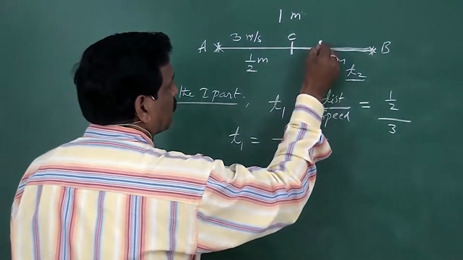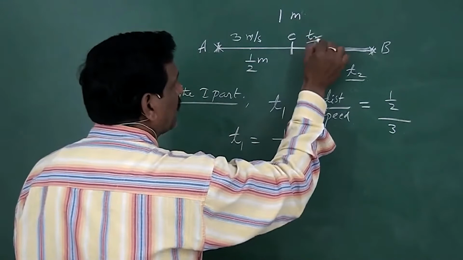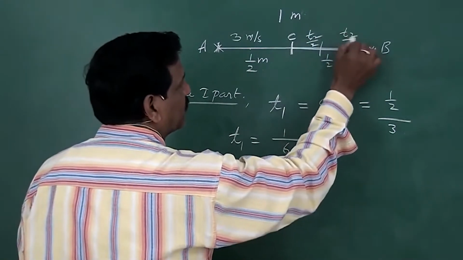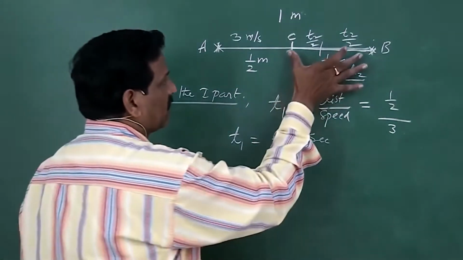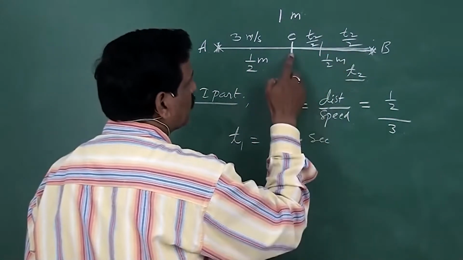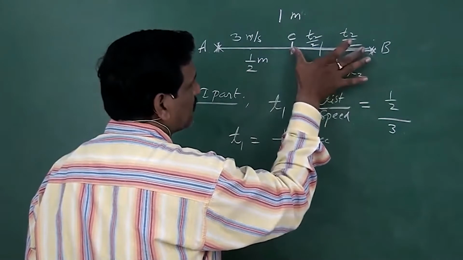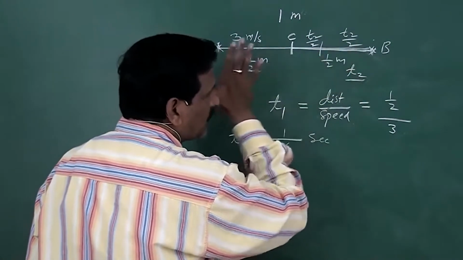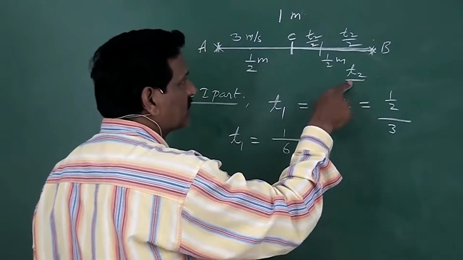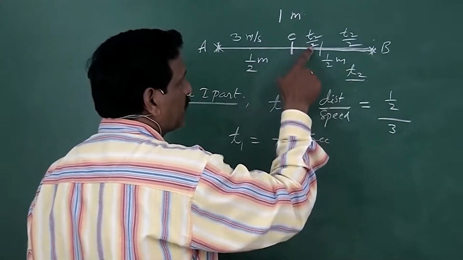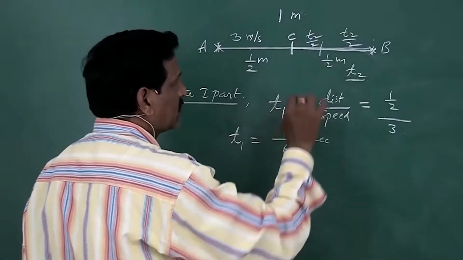That means here T2 by 2 time, T2 by 2. These are equal time intervals, because the time taken for the car to move from C to B, that is the time taken to cover the second half distance, is T2. Then this T2 is divided into two parts, T2 by 2, T2 by 2, equal time intervals.